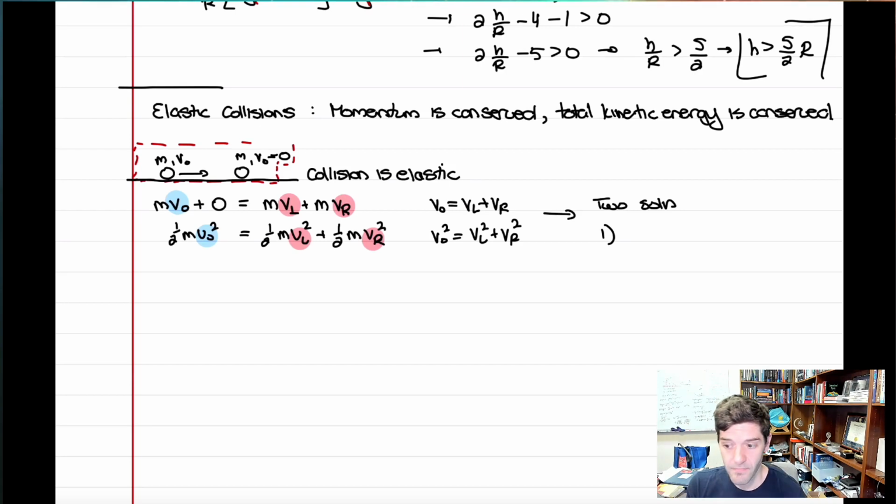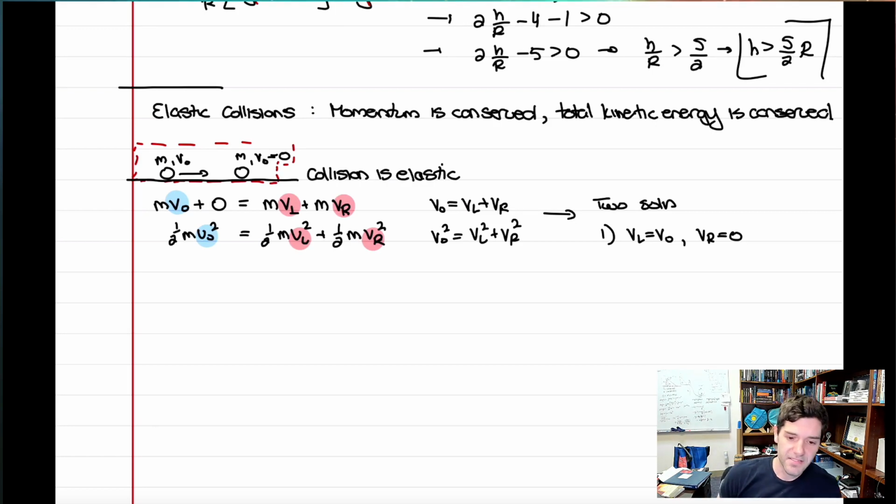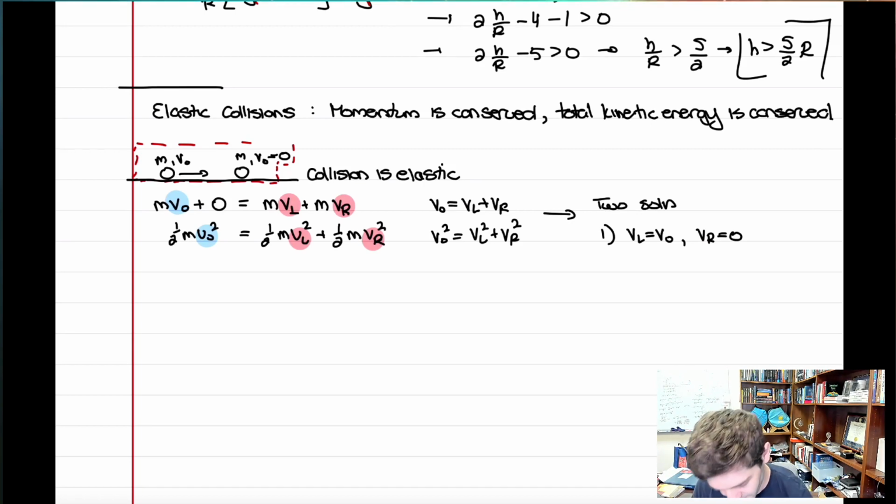One solution, you might think is the boring solution, is that VL equals V naught and VR equals 0. So that's not really a collision, but it is a solution to these collision equations where one ball comes in, but then after the collision, that same ball just kept going. It'd be a case where these two are my system and one just moves past the other. In that case, it conserves momentum and it conserves kinetic energy. That's one solution to these expressions.